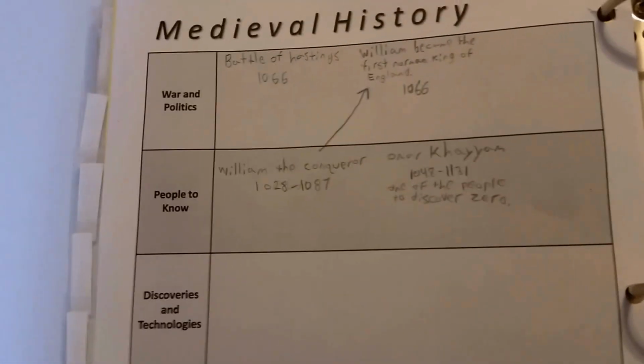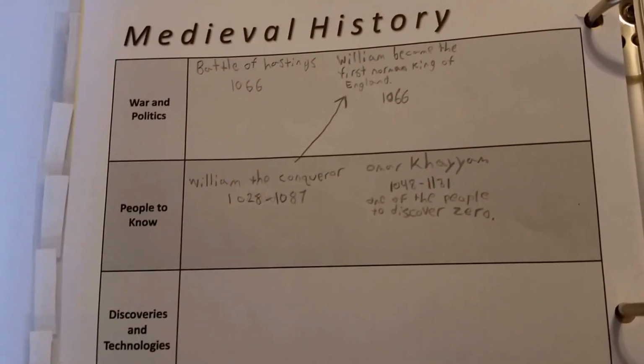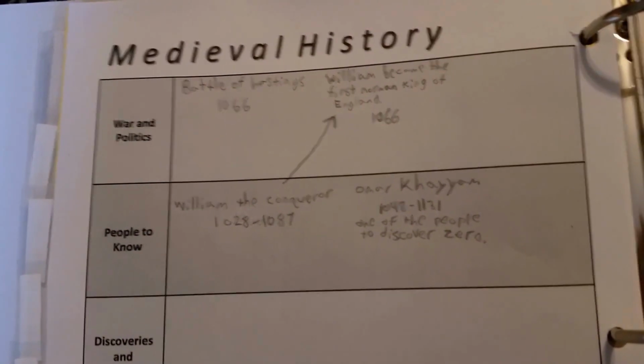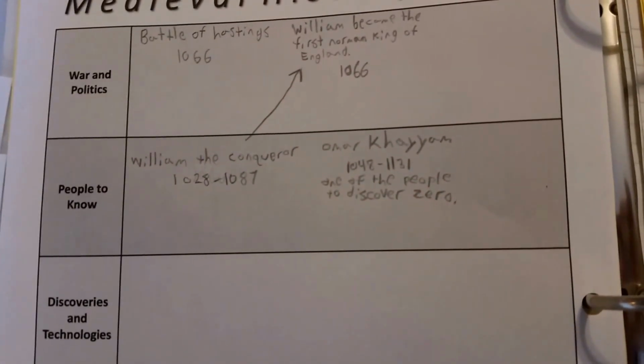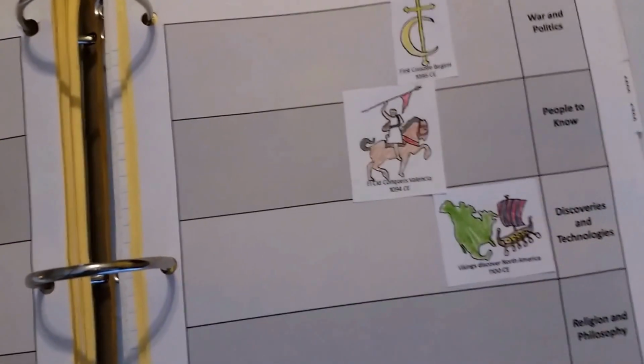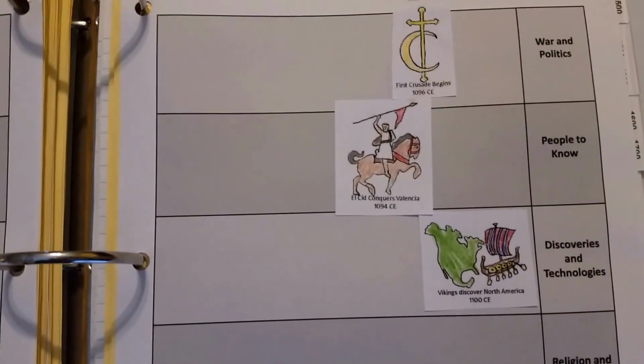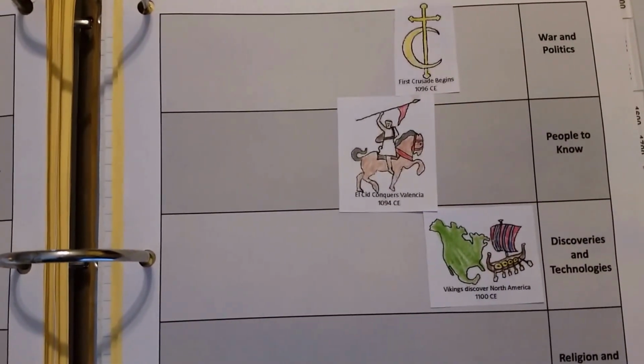So sometimes he writes some information. I always encourage them, if they're going to write a name or a date, to at least put a little information. And you can see he did not for Battle of Hastings, but he did for William the Conqueror and Omar Khayyam. And if there's a timeline figure, he just assumes he doesn't need to write anything, I guess. But yeah, you could also have more information here.